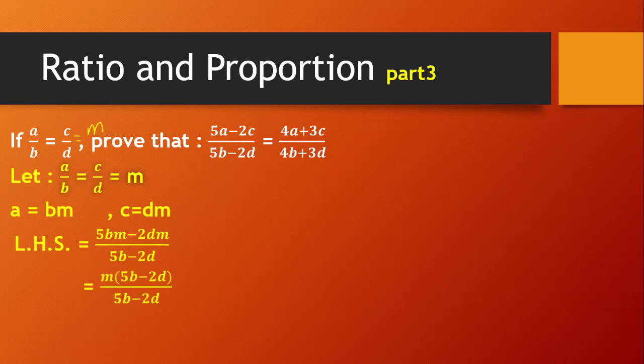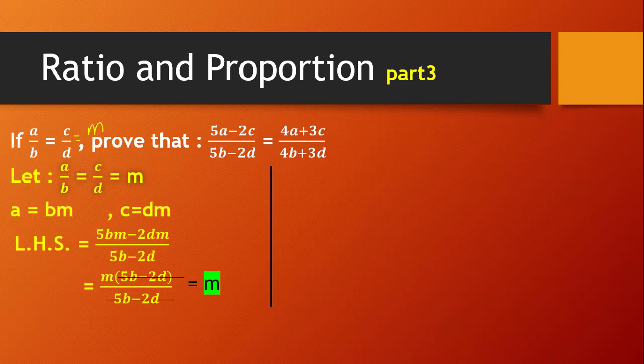Okay. Here we have a common factor M. So I'll write it as a common factor. Here I still have 5B and here 2D. So M times 5B minus 2D over 5B minus 2D. I'll simplify, so it will be M. So the left hand side equals M.